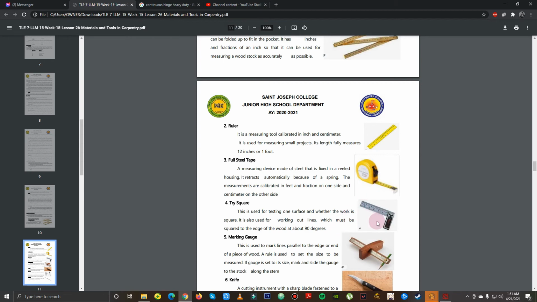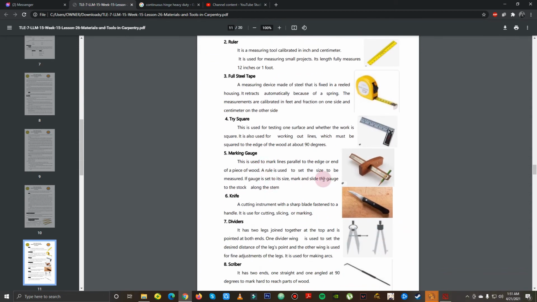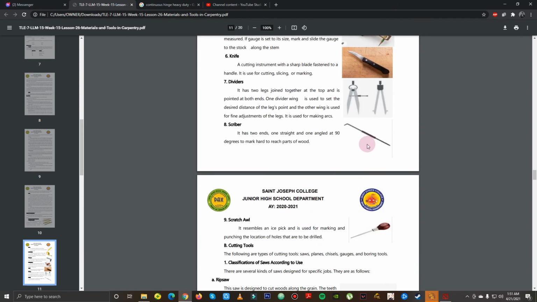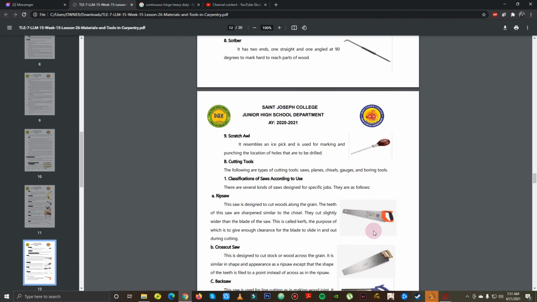Tri-square or squala. This is how a tri-square looks like. Marking gouge. This is how marking gouge looks like. Knife. Dividers. It looks like a compass, but in carpentry it's called dividers. Scriber. This is how a scriber looks like. Scratch owl. This is how a scratch owl looks like. It looks like a lot of an ice pick.